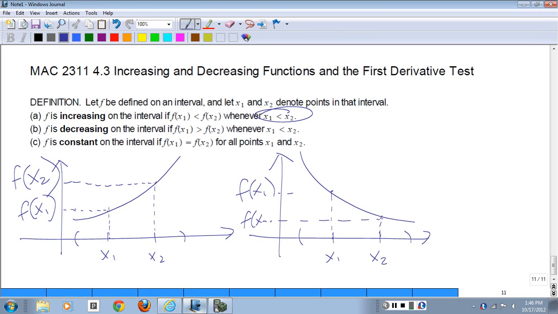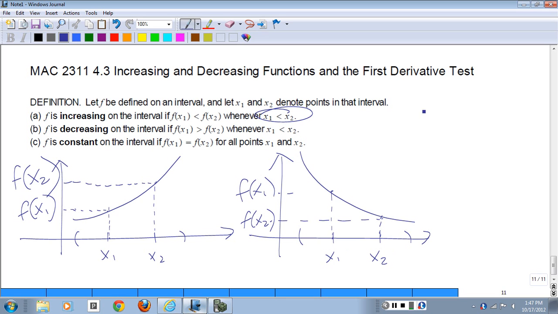Compare them. And if the x's are going from left to right, then the function values are going from high to low. f of the first, x sub 1, is greater than f of that second number in the domain. So f of x sub 1 is greater than f of x sub 2 whenever x sub 1 is less than x sub 2, for the function to be decreasing on the interval.